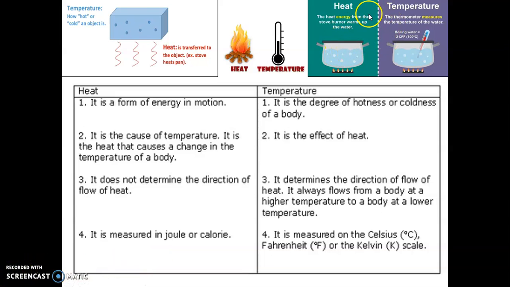Shown over here in the picture, you can see that the heat energy from the stove burner warms the water. But what will be the temperature of the water? It is determined by the thermometer. So, temperature at different points will be different.